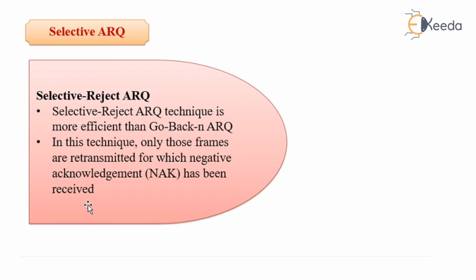The next type is selective reject. The selective reject technique is more efficient than go back N. In this technique, only those frames are retransmitted for which there has been a negative acknowledgement. That means if there was a loss of frame number 2, then instead of resending all the frames starting from 2, it transmits only 2 again.